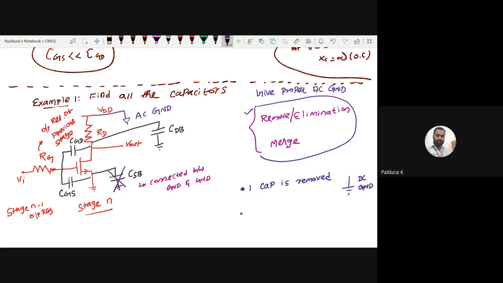Is it possible to merge any capacitor? Here it is not possible because this is gate to source, this is drain to bulk, this is gate to drain. So no merging possible here. That we will discuss in the next example. Out of these three, who will experience Miller capacitance?